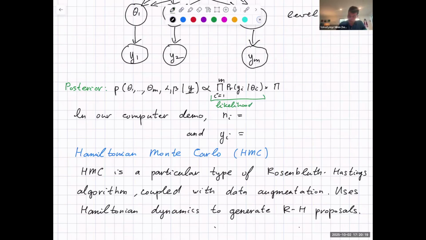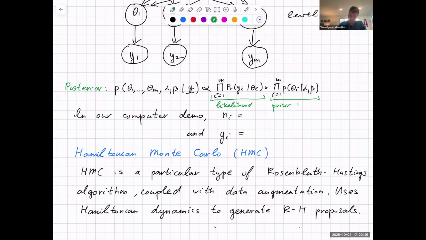Times the product of the density of beta distributions, and I need to condition on alpha and beta here. This is interesting and kind of unusual. This is a prior in some sense, but it's a hierarchical prior. It's not a full prior, right? Because I'm conditioning on alpha and beta.